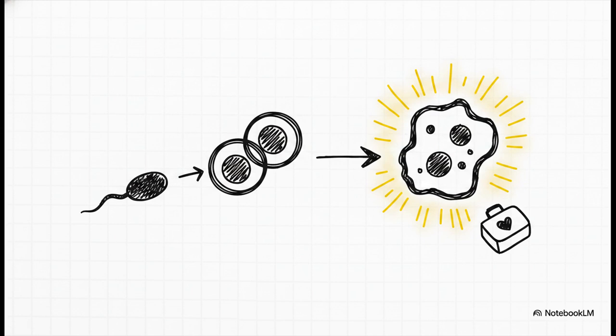Why does it do this? Well, because this cell develops into the endosperm. The endosperm is a specialized, nutrient-rich tissue whose entire purpose is to nourish that growing embryo we just talked about. Basically, the embryo gets the life, but the endosperm provides the packed lunch to make sure it actually survives.